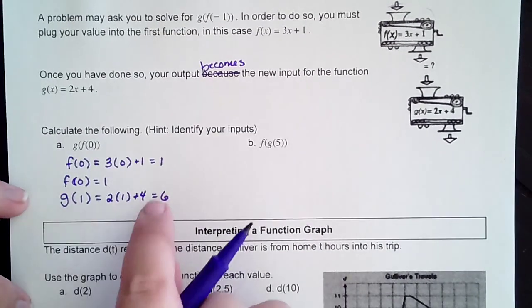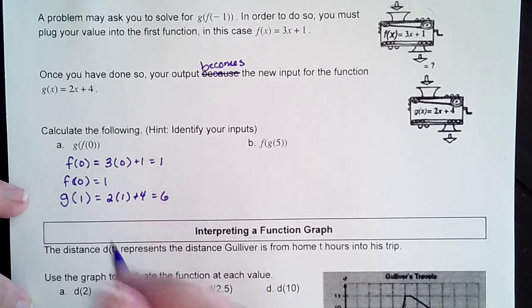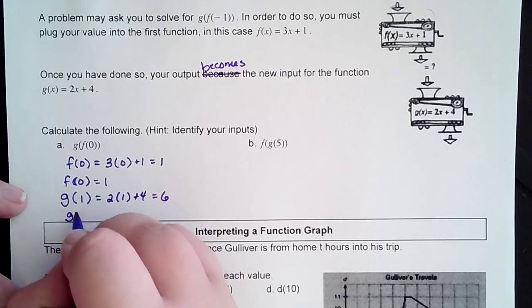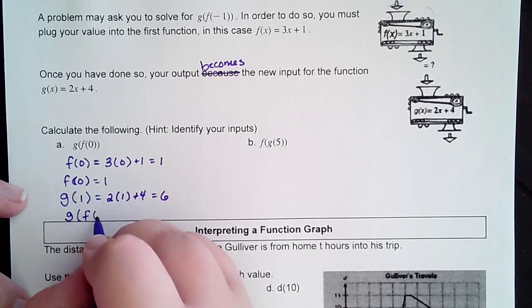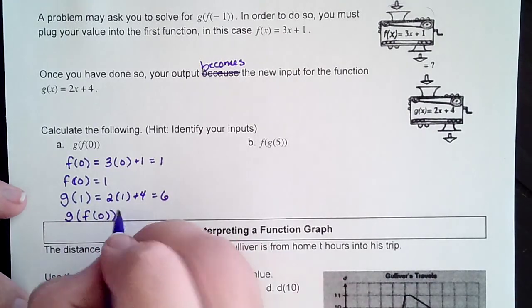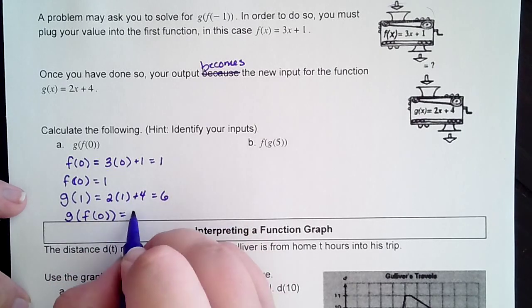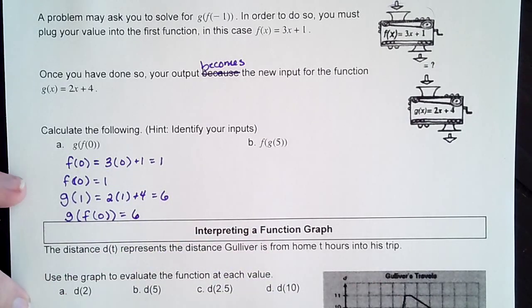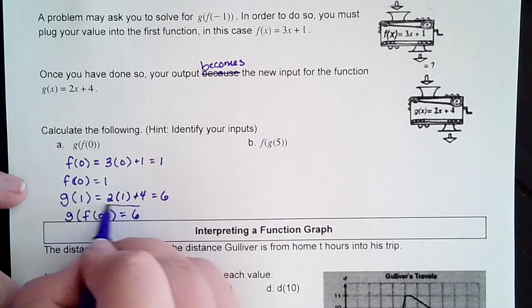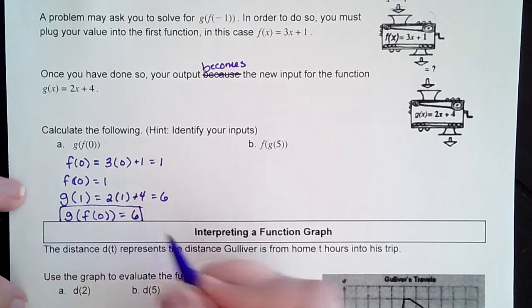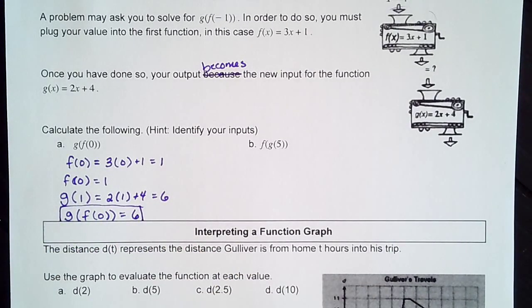However, remember, this isn't where I started. I didn't start with g of 1. I started with the function g of f of 0. And I know that through my process, it equals 6. It's a long composite function, but this is your final answer. 0, 6 would also be correct.